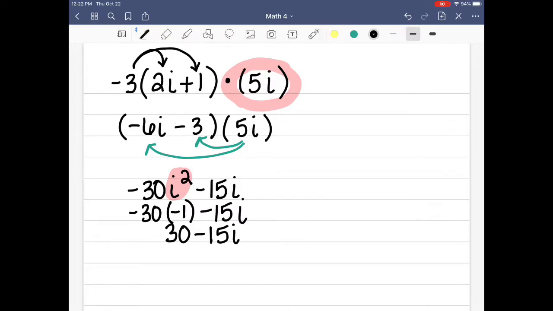All right, so if you treat i like it's a variable, like if you're multiplying 2x and 5x, you do it the exact same way. You just got to make sure you simplify, especially when you have i squared. You're going to reduce that i squared down to negative 1 and continue the process.